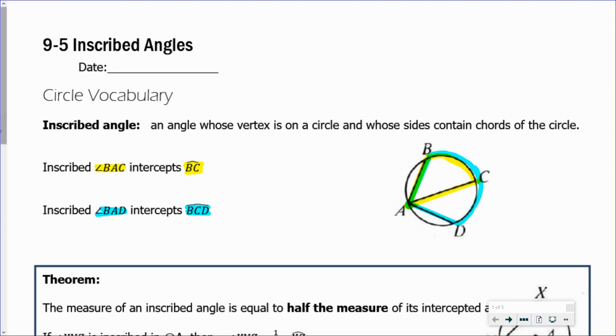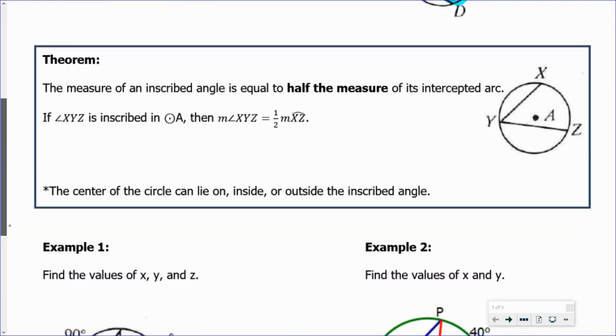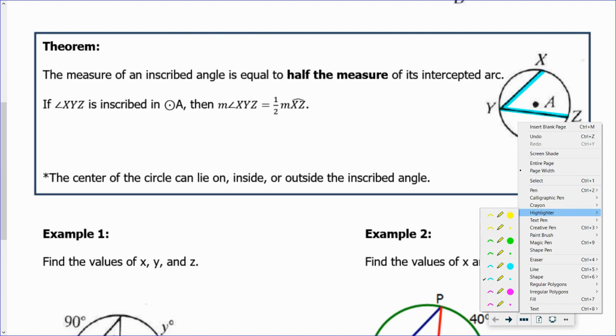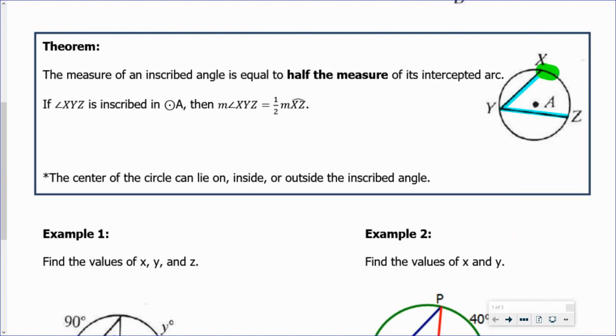The theorem that we're going to take a look at in this video says that the measure of an inscribed angle is equal to half the measure of its intercepted arc. So if you look in the diagram on the right, it says if angle XYZ, which I'm highlighting in blue, is inscribed in circle A, then that angle is half the measure of this intercepted arc.